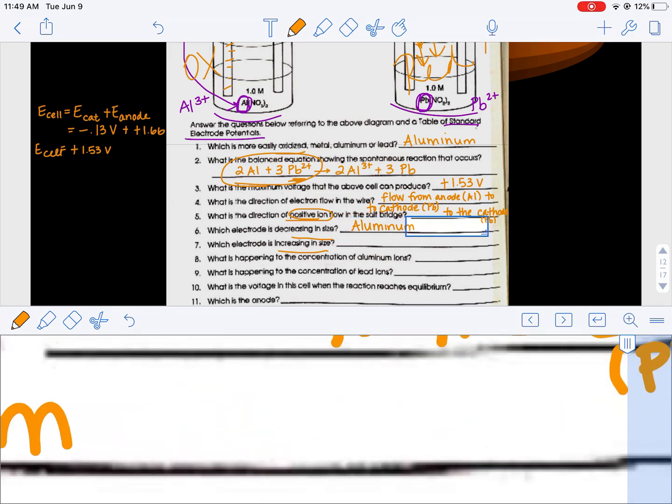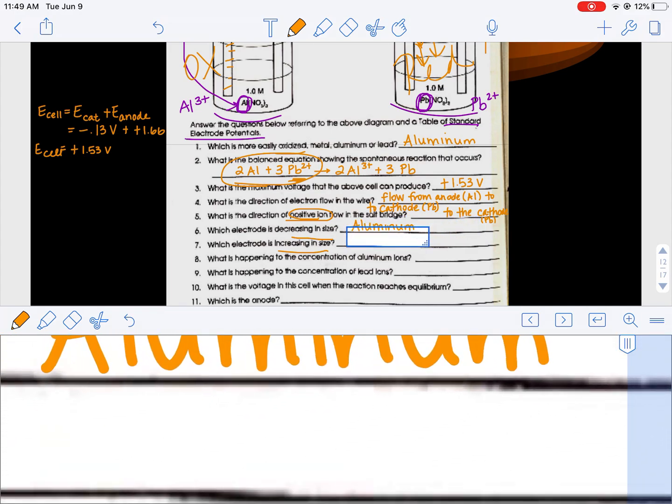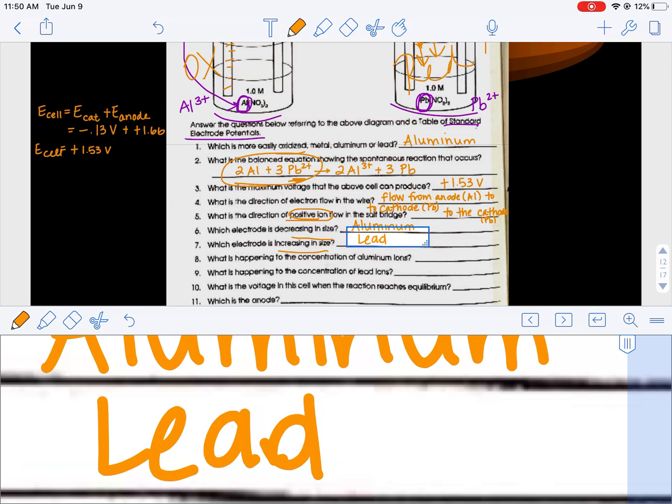It is a reactant. It's being used up so that we can get the lead ions out of the solution to make the element lead on the product side.